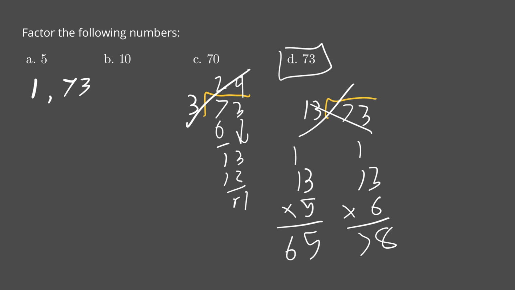So now we got to think, maybe there aren't any factors, and 1 and 73 are the only factors. And that is true. Those are the only factors. Therefore, we say that D, the number 73, is a prime number.